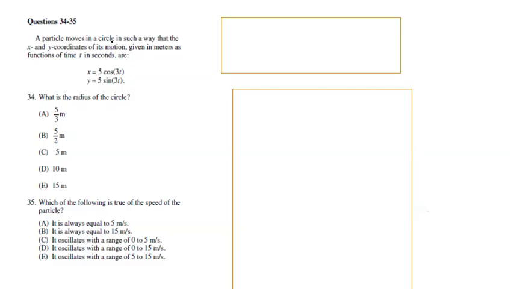Okay, so a particle moves in a circle, notice they said circle, in such a way that the x and y coordinates of its motion are given in meters as functions of time in seconds. So that is x as a function of t, y as a function of t. I'm just scratching that out. And notice the 5 is the same on both. I'm going to get into that in just a second.